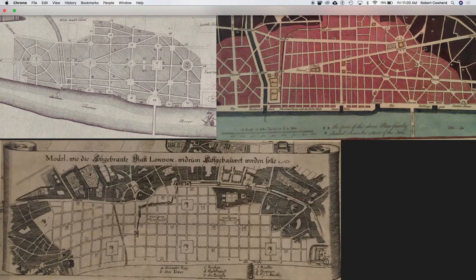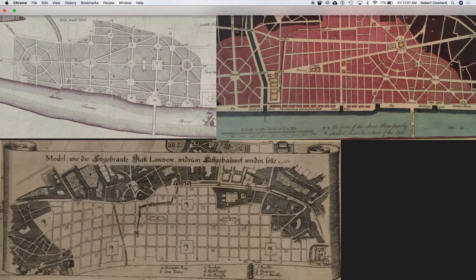Evelyn, Wren, and Hooke, the same Hooke that you studied in structures class. He was amazing. Anyway, we don't have time to talk about Hooke. But Hooke is saying rational grid, but with squares in the middle. You've seen that in Savannah, Georgia.